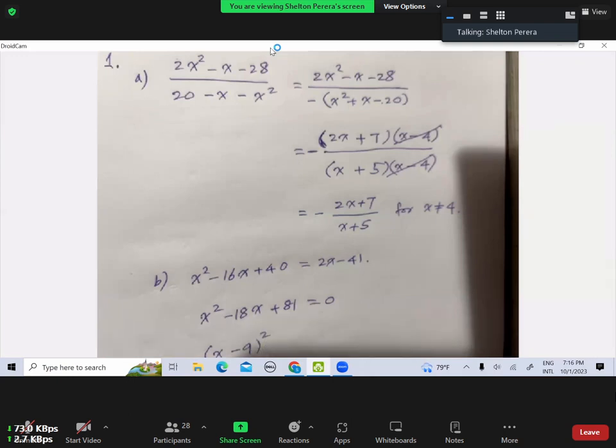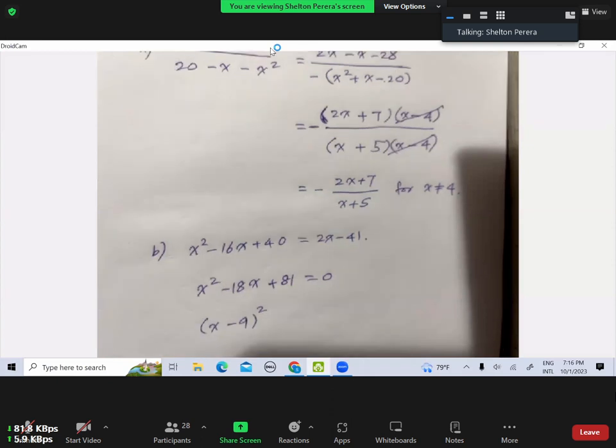From this, take this 5 to this side and divide by 2. So the solutions are x equal to 0, or 2x equals 5, so x is equal to 5 over 2. Everybody is there with me? Okay, now we go to the third part.